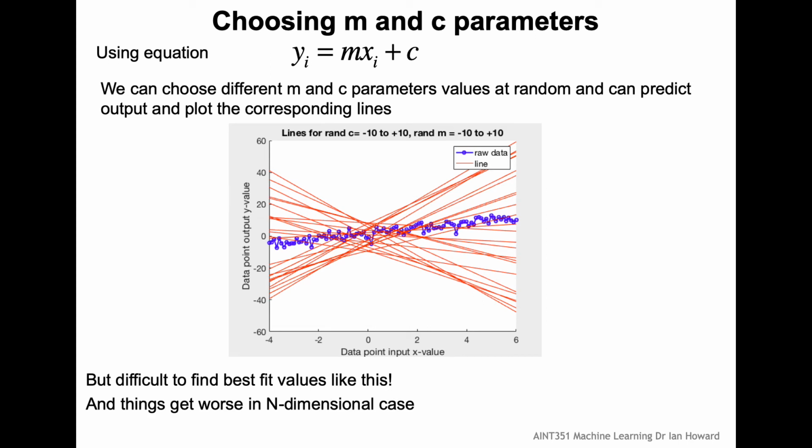And in high dimensions, you've really got a problem. It's very difficult to know what's a good fit and how to visualize it otherwise anyway. So we want a nice principled way of saying we know how to calculate the best values of m and c to fit our data. So how can we do that?